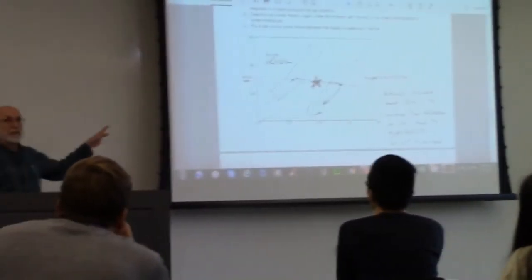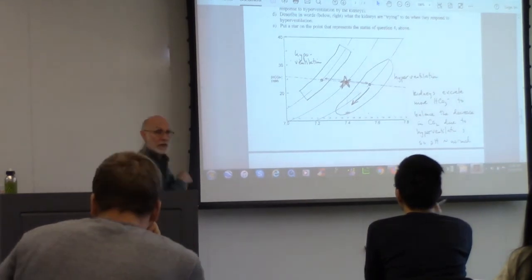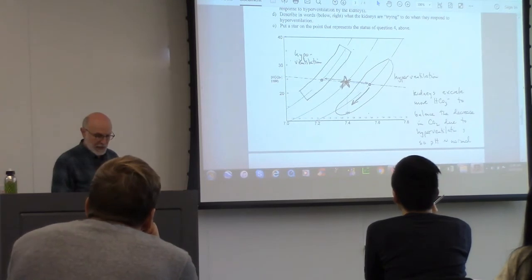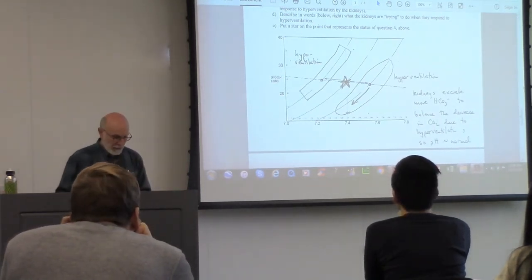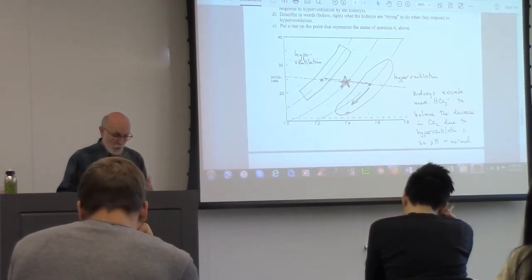Are there any questions about this? Another question about this. You said E, right? Put a star on the point that represents the status of question 4. Okay, let's go back to question 4. Question 4 is your professor, but he has normal arterial PCO2 and normal blood pH.